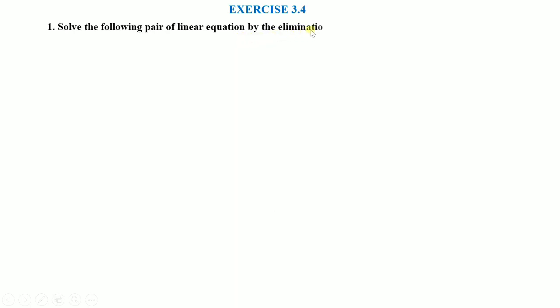So we will start the next exercise. Exercise 3.4. We take question number 1. Question number 1 says, solve the following pair of linear equations by the elimination method and the substitution method. In this question it is asked by both, but you will be attempting only one, because you already know that it is meaningless to solve the same question with both.